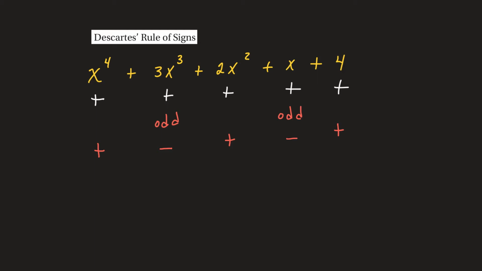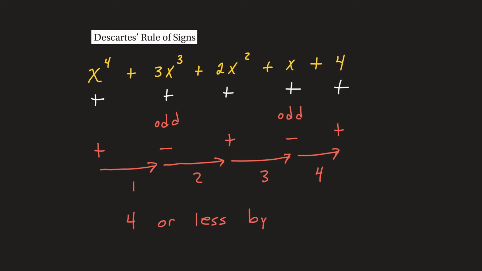So now let's count the sign changes. It went from positive to negative. There's one sign change. Now it went from negative to positive. There's two sign changes. And here again, 3. And here again, 4. All right, so this means it's going to cross on the negative side 4 times or less by 2's. What I mean by that is it's either going to cross 4 times or 2 times or no times.